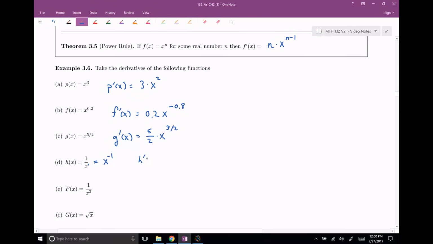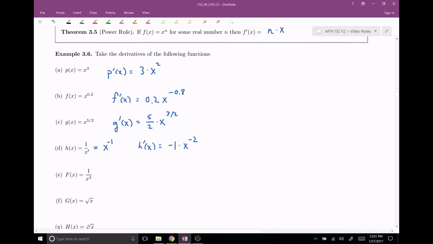So let's go ahead and take the derivative. And now our n value is -1, so that -1 will come down, and then I multiply by x raised to the, well, I need to reduce my power by 1. So it goes from -1, when I subtract away another 1, then I'm going to get -2.